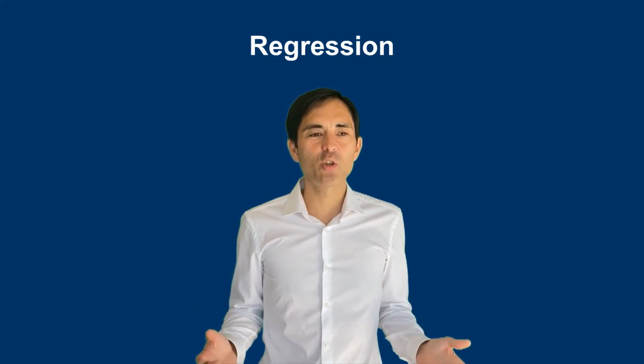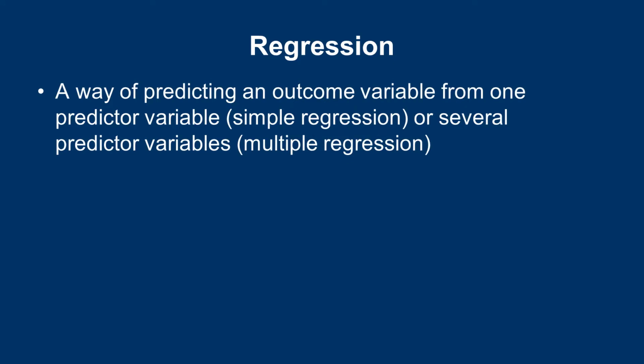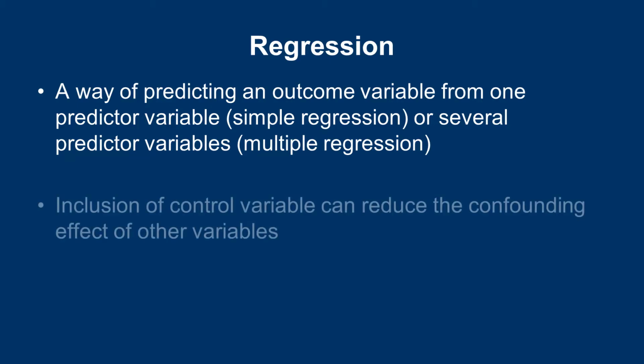The definition could be as such: a way of predicting an outcome variable from one predictor variable, which would be simple regression, or several predictor variables, which we would call multiple regression. And regression analysis also allows us to add control variables that can reduce the confounding effect of other variables.